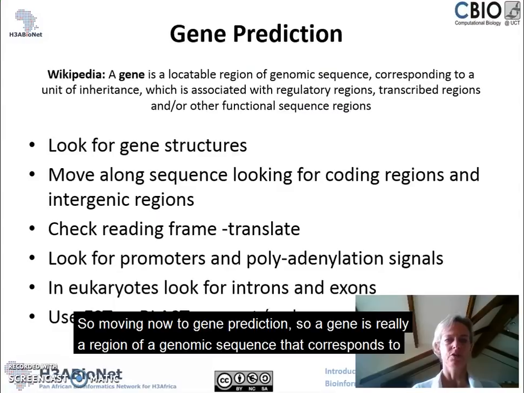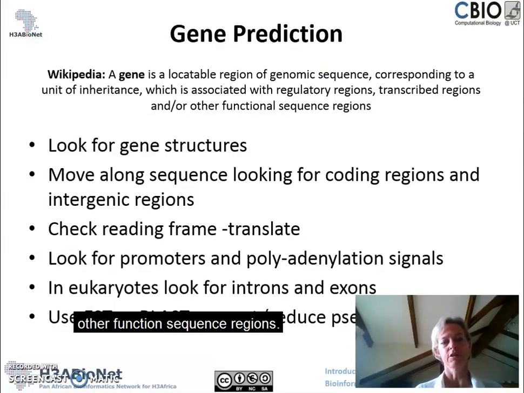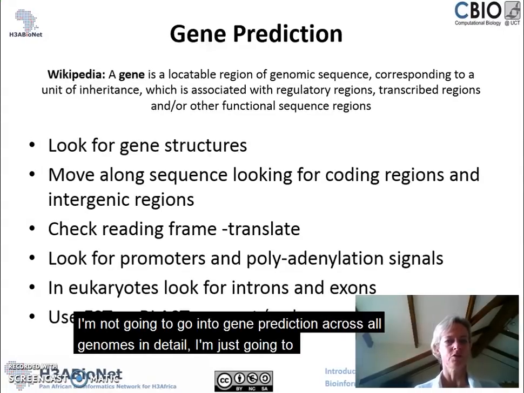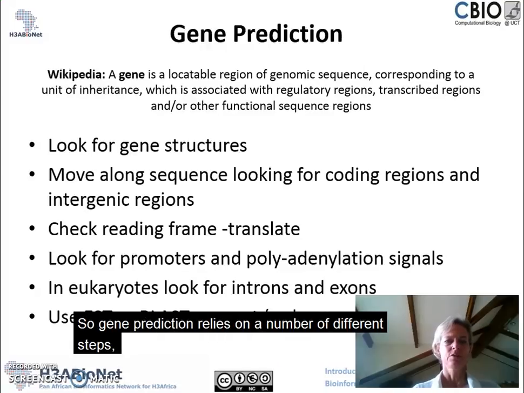So moving now on to gene prediction. A gene is really a region of a genomic sequence that corresponds to a unit of inheritance. It's usually associated with regulatory regions, transcribed regions, and other functional sequence regions. So you now get non-coding genes, but what I'm focusing on here is protein coding genes. I'm not going to go into gene prediction across whole genomes in detail. I'm just going to give you a basic idea of how you'd find a coding sequence and look for potential other signals. So gene prediction relies on a number of different steps.